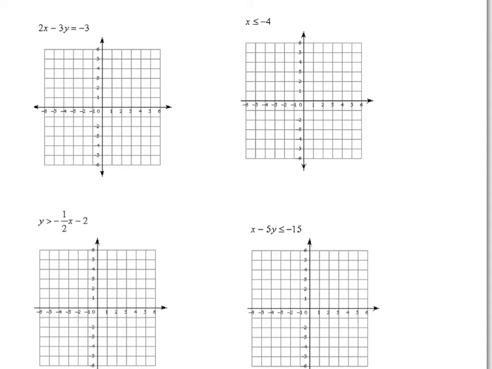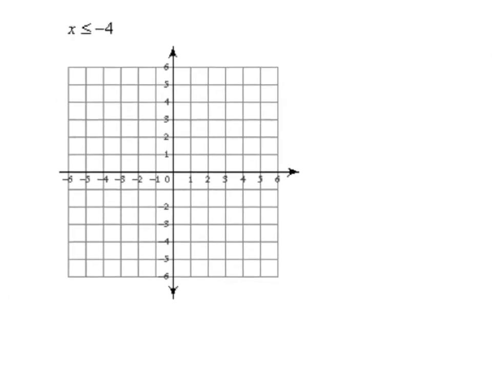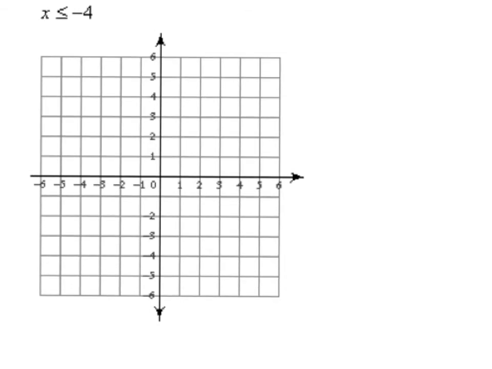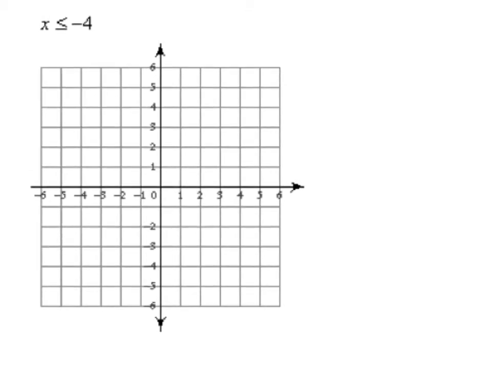Section 4, Video 3. Now we're going to graph some inequalities. So let's focus on a unique one here where we have one variable. And when we have one variable, we know it's either going to be vertical or horizontal. So if we looked at it as we normally do, as an equation, we know that this is going to be a vertical line at -4 on the x-axis.